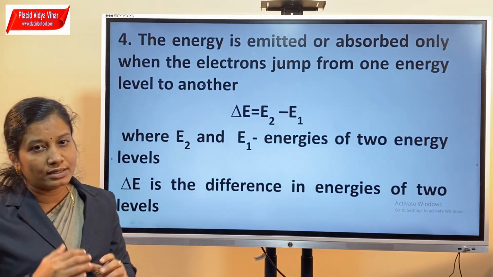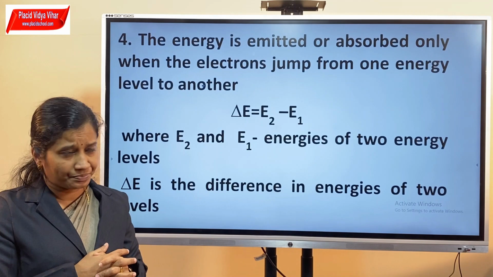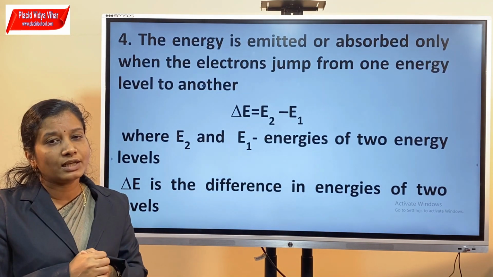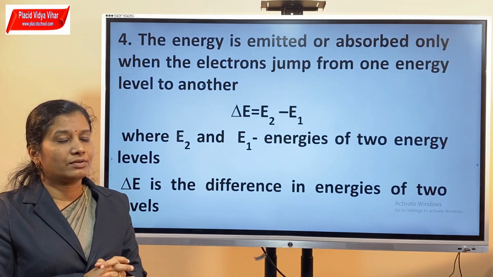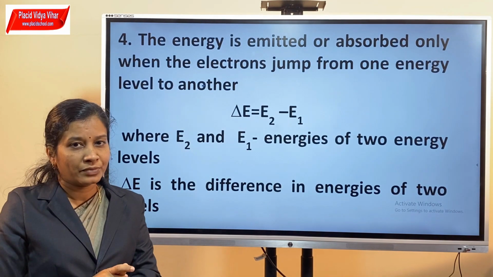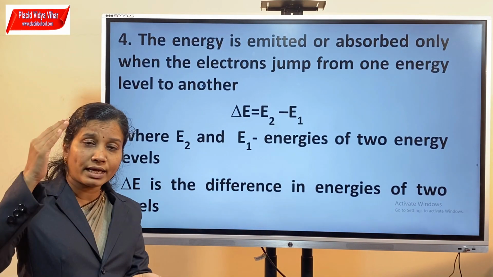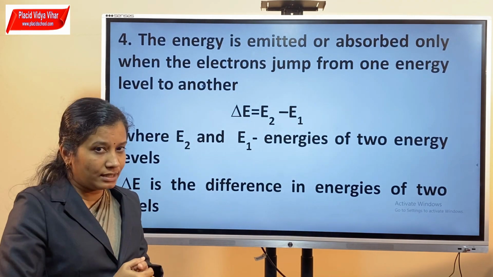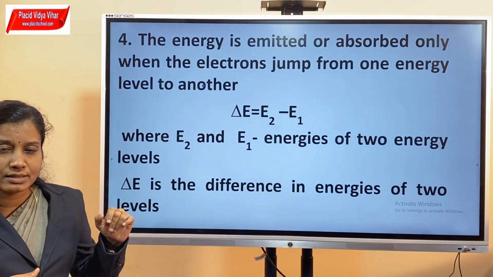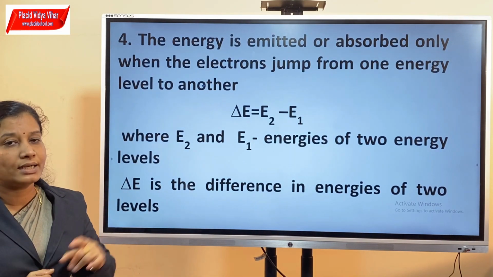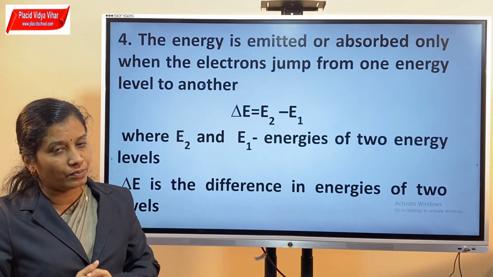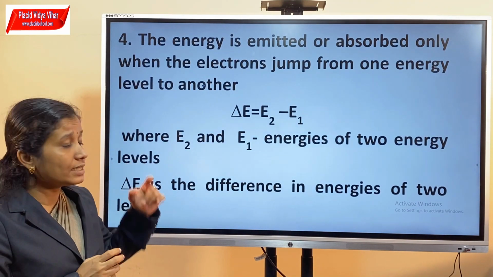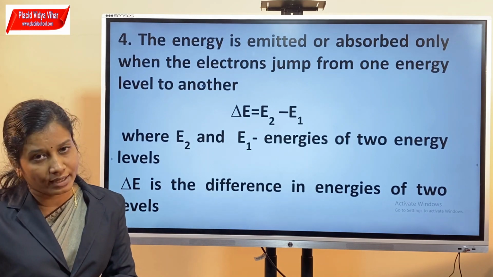Then the next one: energy is emitted or absorbed when the electron jumps from a higher energy level to a lower energy level, or from a lower energy level to a higher energy level. So from lower to higher energy, it absorbs energy, and from higher to lower energy, it emits energy. And how can you find the difference in energy? That is equal to E2 minus E1, where E2 and E1 are the energies of the two energy levels, and delta E represents the difference in energies.